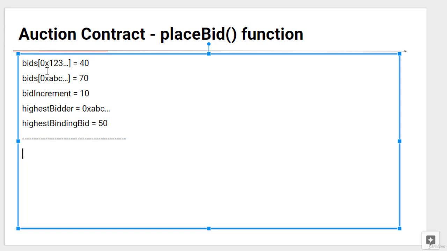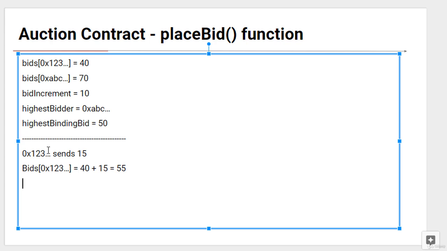And now let's suppose that this bidder wants to outbid the other bidder. So this address, this account, this one, sends 15 Ether or 15 wei. What happens? First, the value associated with this key, with his address key. So bids of 0x123 equals the previous value 40 plus 15 equals 55.